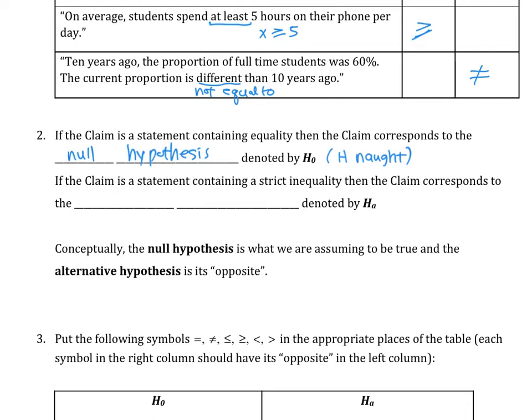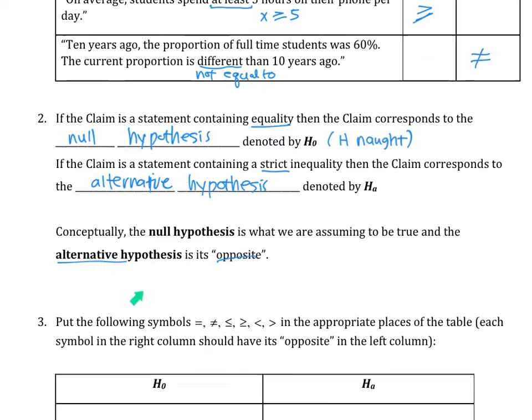Second part, if the claim is a statement containing strict inequality, again I'll underline strict, then the claim corresponds to the alternative hypothesis, denoted by HA. So what's the difference between these two? Conceptually, the null hypothesis is what we're assuming to be true, and the alternative hypothesis is the opposite. So here, alternative just means opposite.